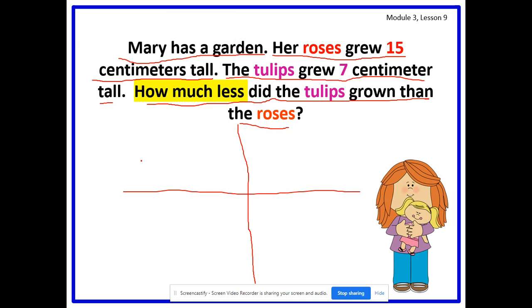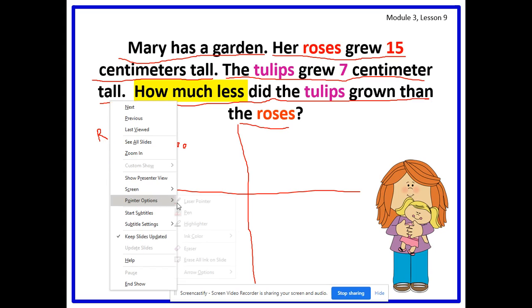And so it says her roses grew 15 centimeters tall. So we could draw 15 circles, right? Going this way. Count with me. Get ready. 1, 2, 3, 4, 5, 6, 7, 8, 9, 10, 11, 12, 13, 14, 15. And we're going to put an R for roses, so we know those are the roses.